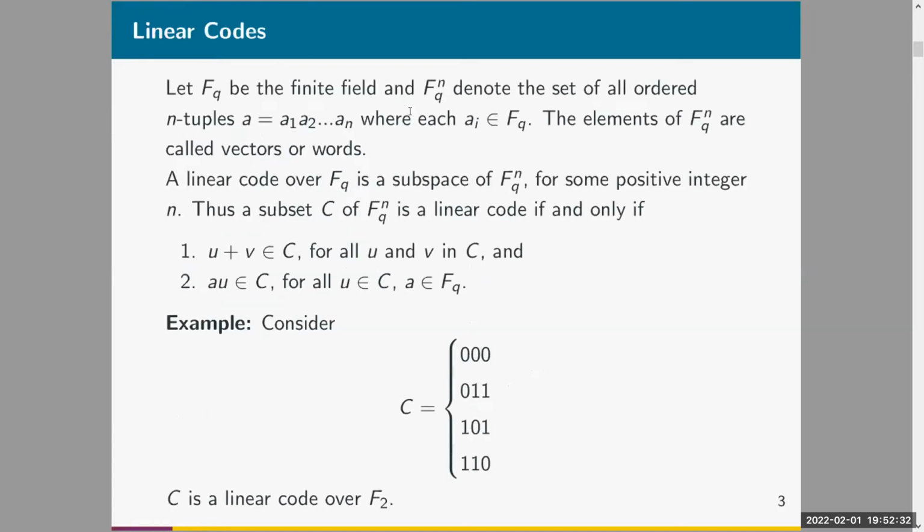For linear codes, let F2 be the finite field and F2^n denotes the set of all ordered tuples represented in this way, (a1, a2, ..., an), where each ai comes from F2. The elements of F2^n are called vectors or words. A linear code over F2 is a subspace of F2^n for some positive integer n, and a subset C of F2^n is linear if and only if these two conditions hold: its linear sum is in C and its scalar multiplication is again in C. For example, suppose C is a code consisting of these elements, then we can see that this is a linear code over the finite field F2.